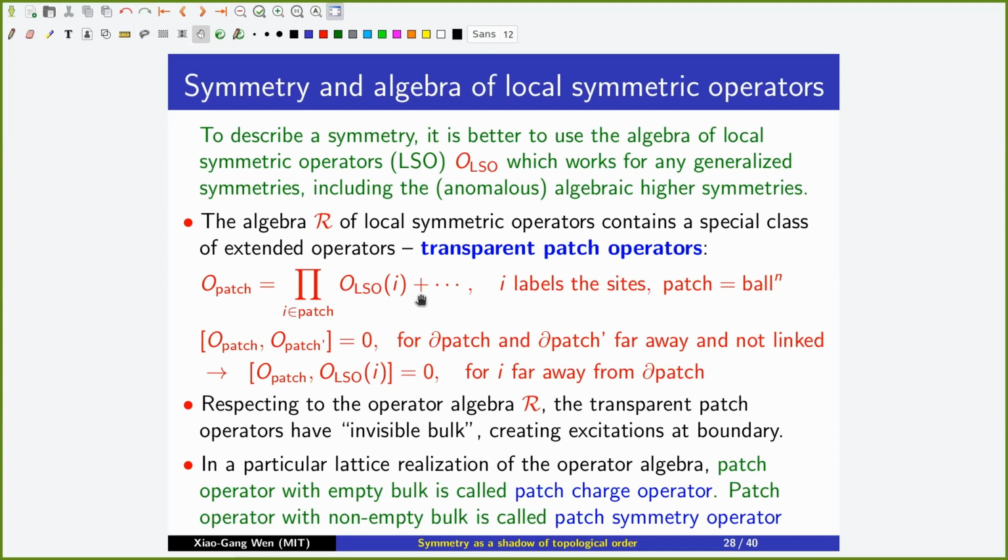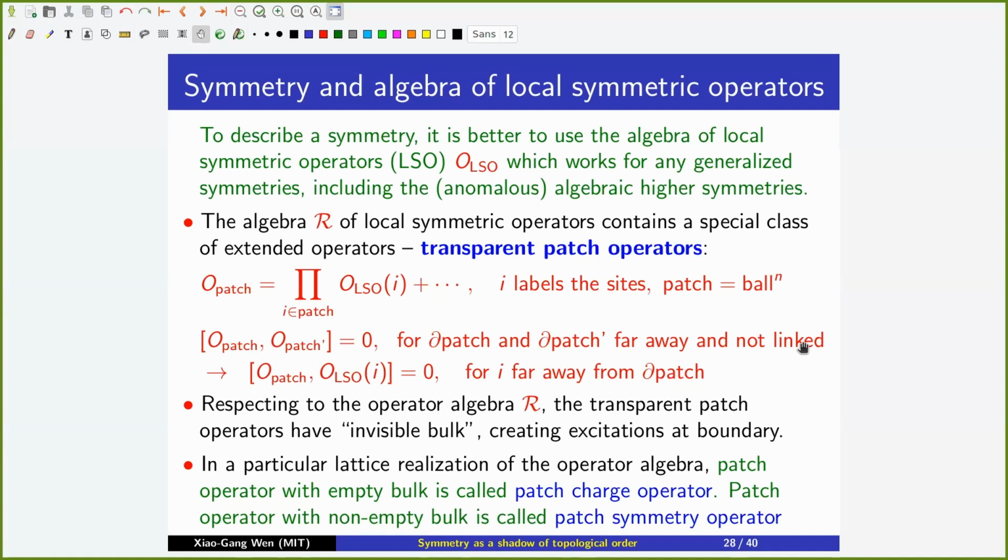And then what is transparent? So what does transparent mean? Transparent means that all the patch operators commute, but not quite. They commute if the boundaries of the patches are far away from each other. So this is a condition. But just saying the boundary is far away is not quite enough. We have to also say the boundaries are not linked.